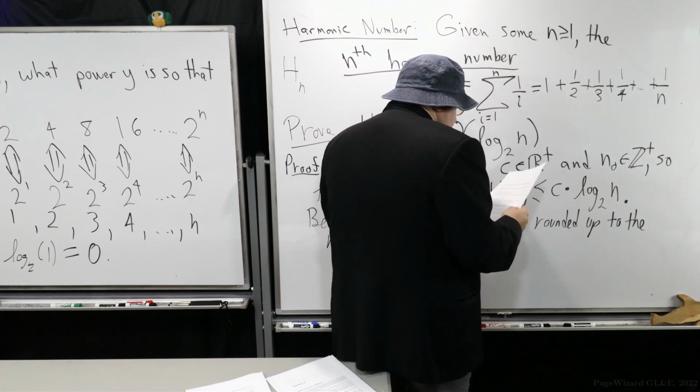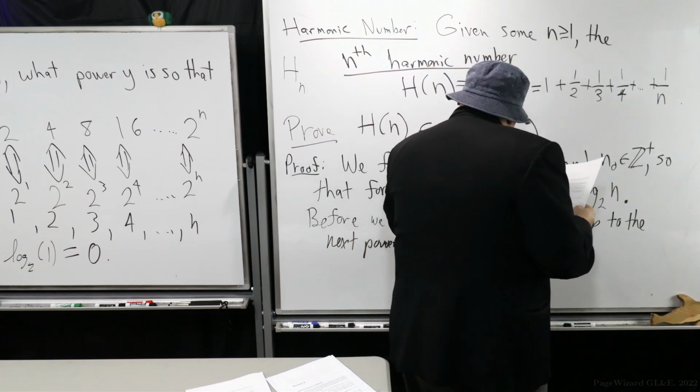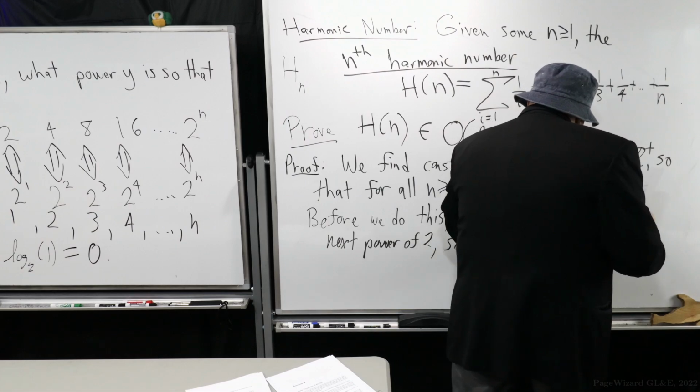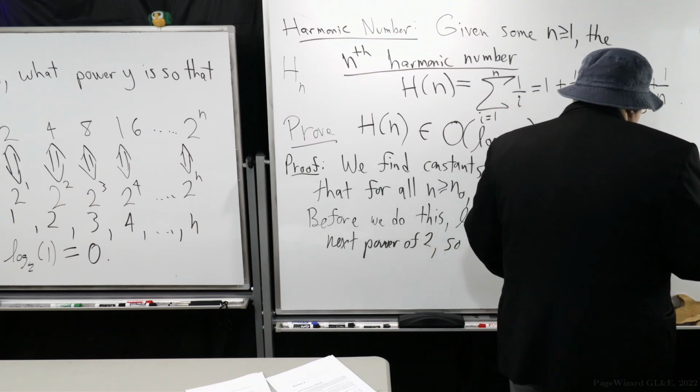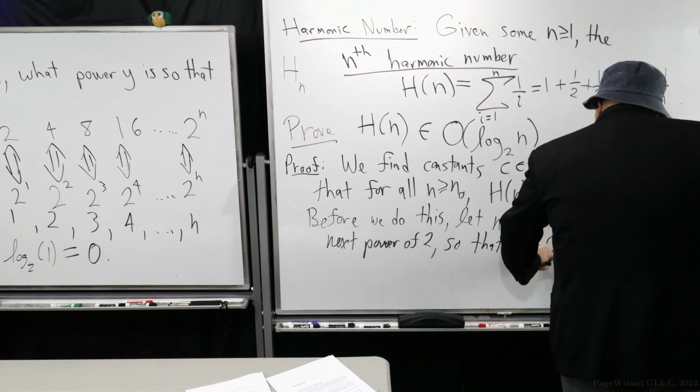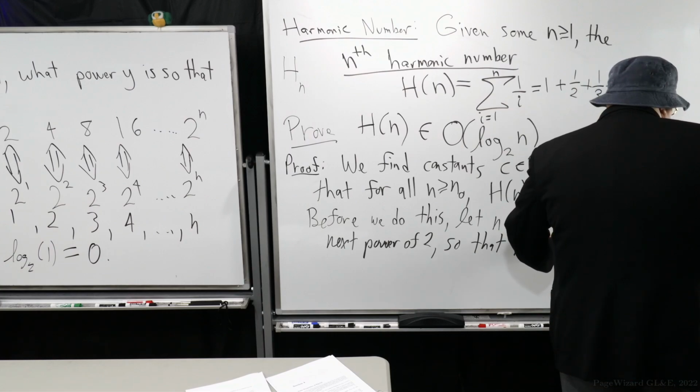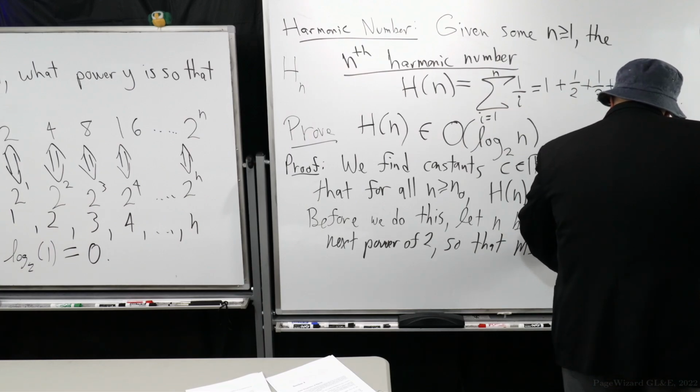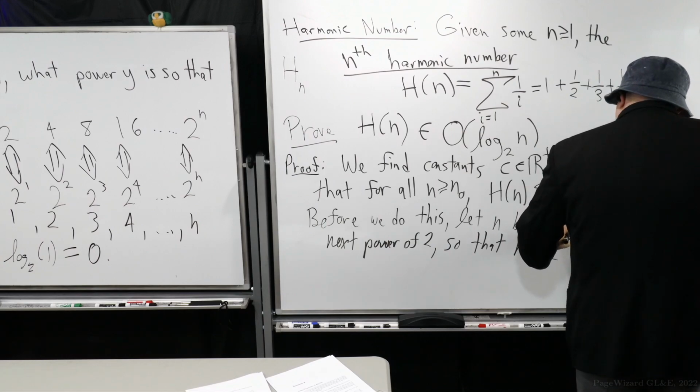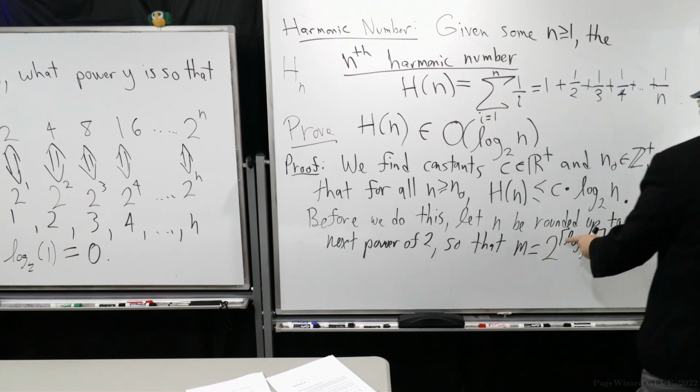Next power of 2. So that m is going to be the name of that. M is going to be 2 to the power of log base 2 of n, with the ceiling function.